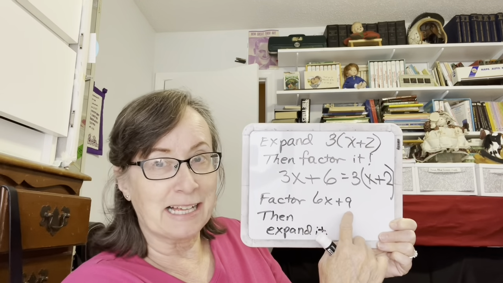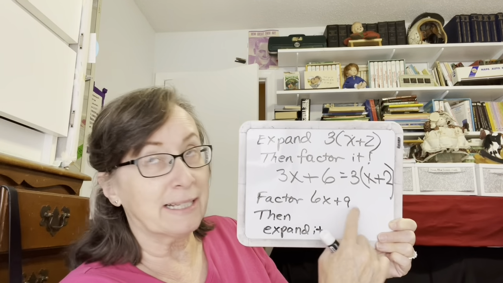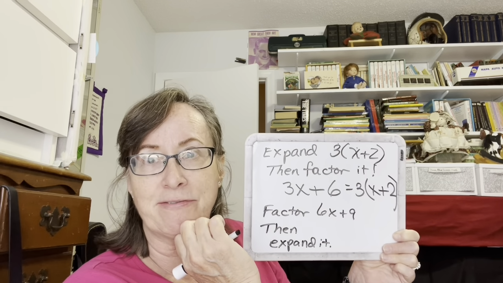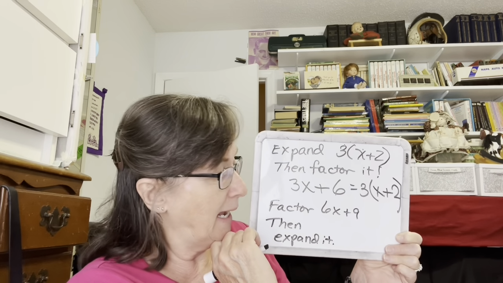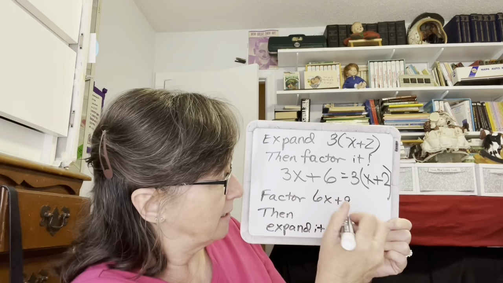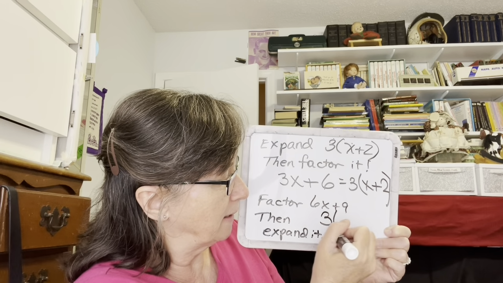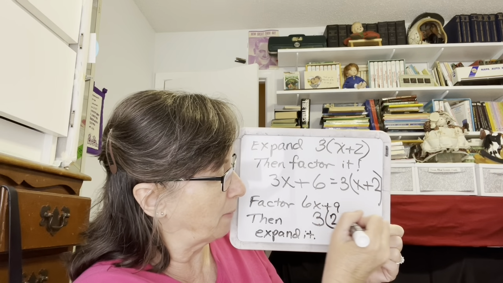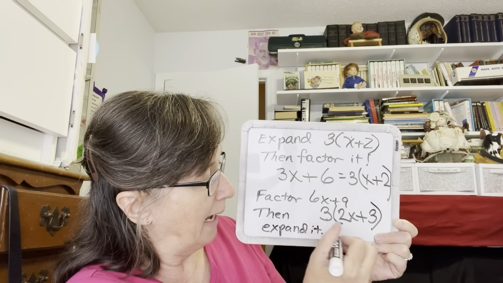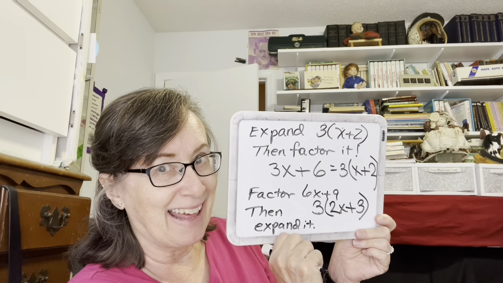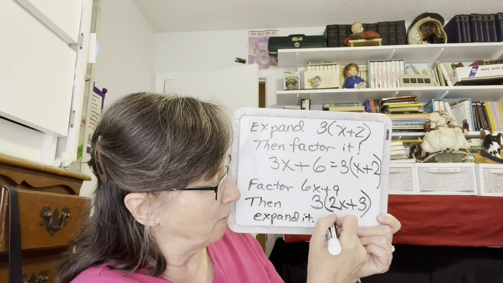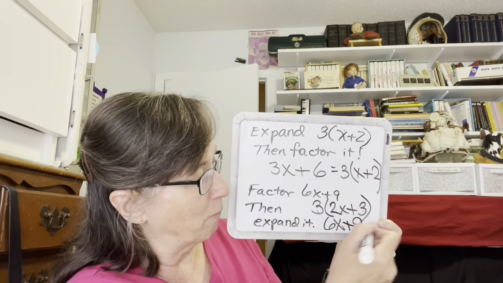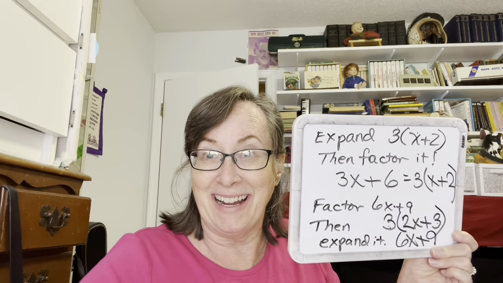Factor 6x plus 9. Okay, we look and say, what do 6x and 9 have in common? Is there a factor that we could pull out of both? And yes, there's a 3. So we're going to pull the 3 to the front. 6x divided by 3 is 2x. Plus 9 divided by 3 is 3. And now we're going to expand that new expression. 3 times 2x is 6x. 3 times 3 is 9. We get right back where we started, so we know we did it right.